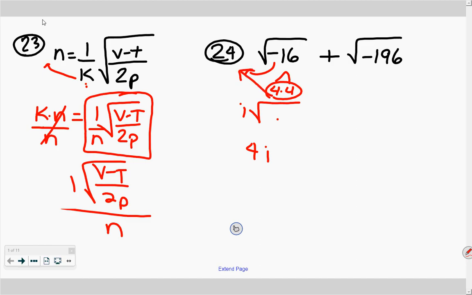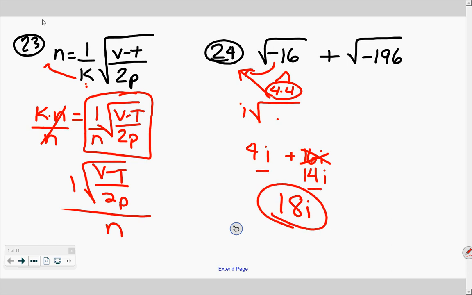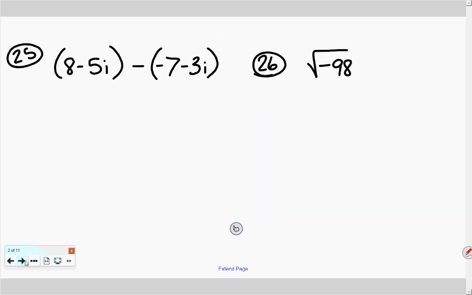Now we're going to do the same thing for 196. So 196 is a perfect square as well, which is 14. So it comes out as 14i. So now when I add 14 and 4, I get 18i, because they're like terms. We just look at the i's. They're kind of like x's. We would combine them.